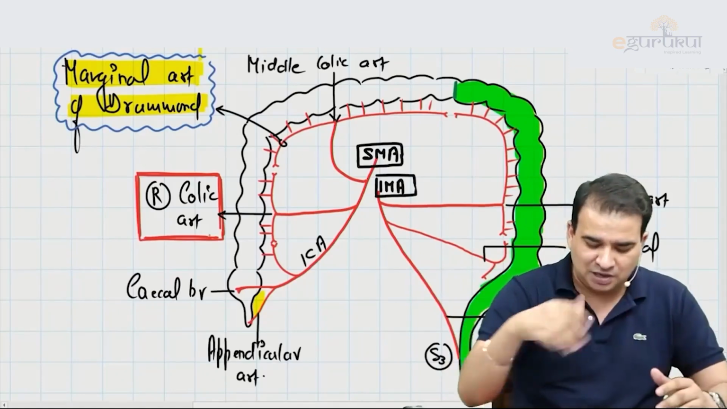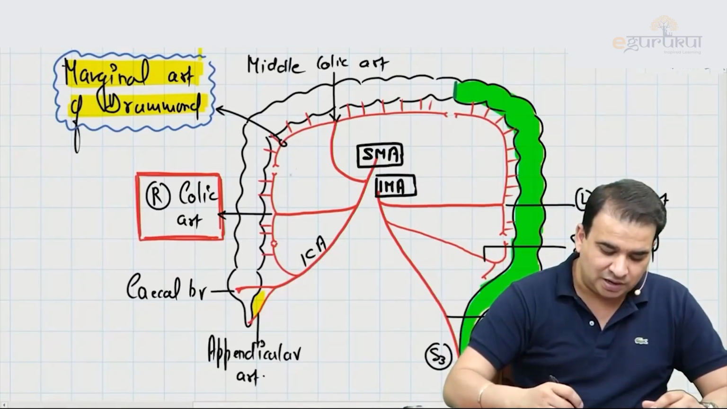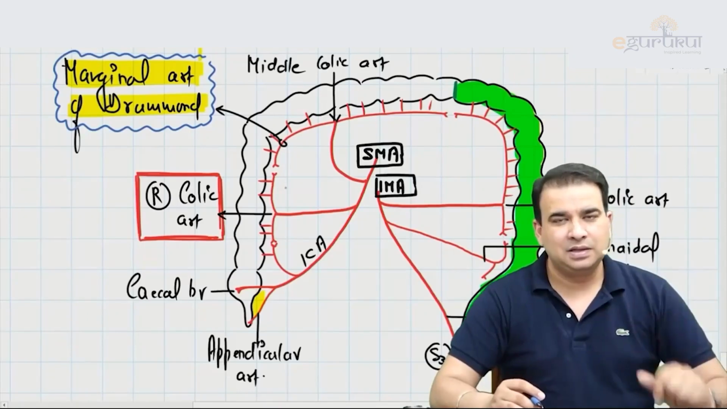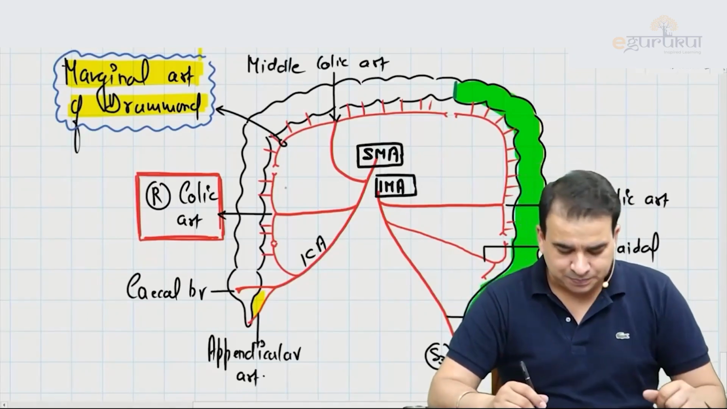We have a longer marginal artery. This ileocolic artery will give off the marginal artery running till here, and the middle colic artery's marginal artery will come down till there, and that will supply the transverse colon. And that's the advantage of having this marginal artery of Drummond.